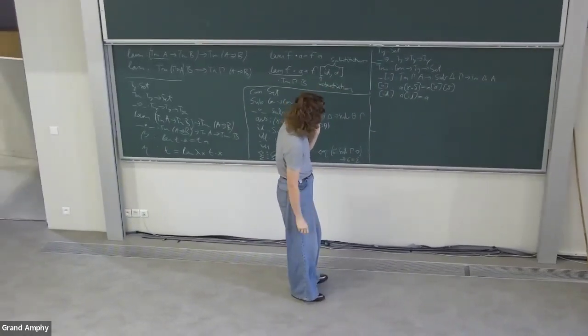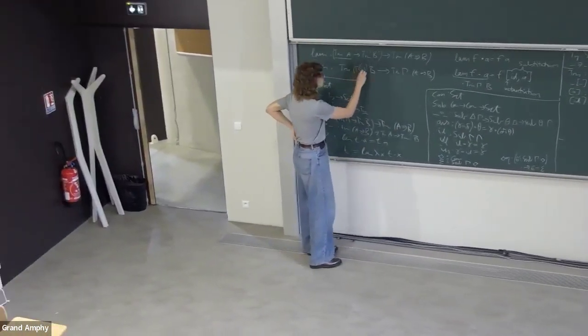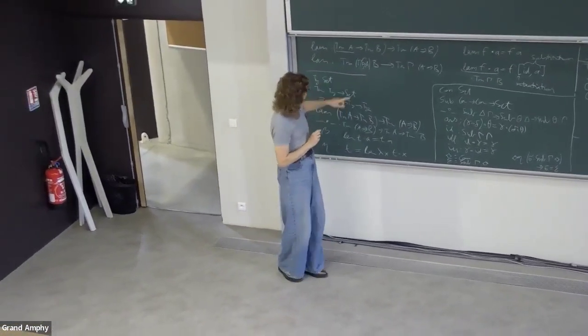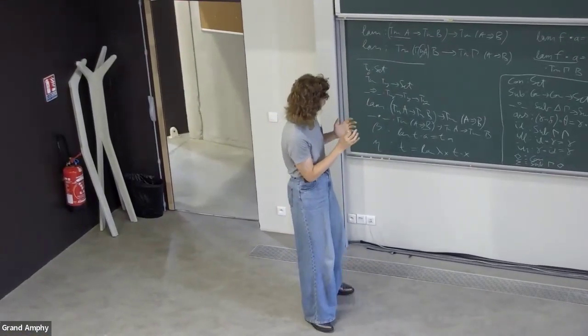Okay, and now comes the part where I want to explain what this is. So this triangle has to do with terms, because in this language we have term variables.